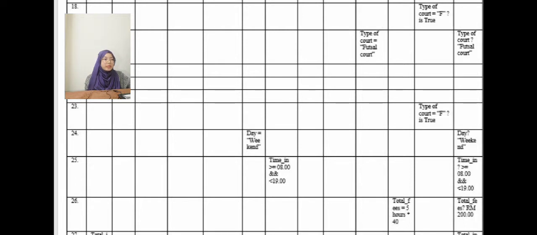And also there will be another condition here. Type of code equal to F is true, then day equal to weekend, because just now Farhan booked the court on weekend. And then time in bigger than or equal 8 and smaller than 19. So the total fees will be 5 hours times 40. So the total fees will be 200 ringgit for Farhan.